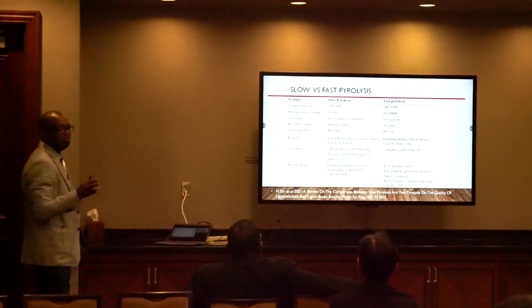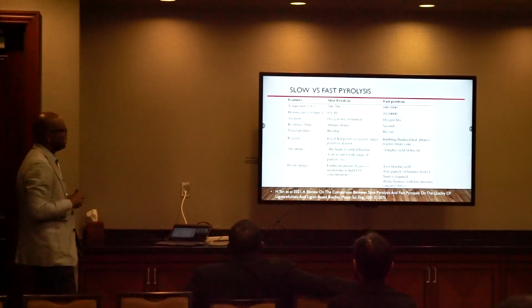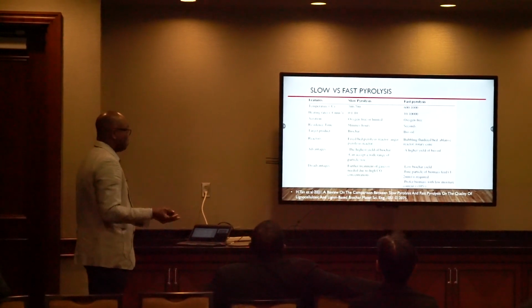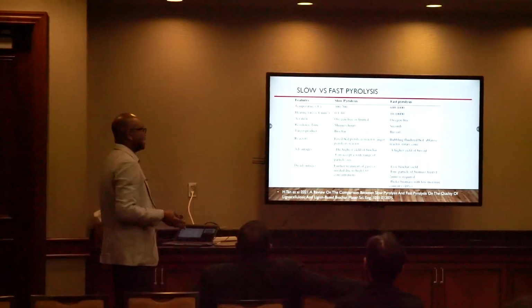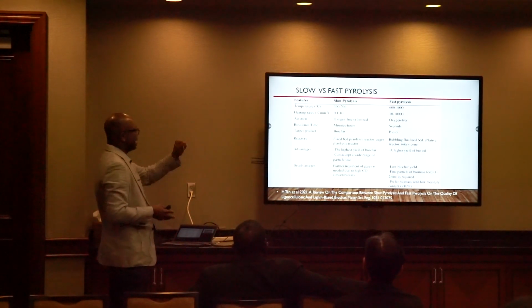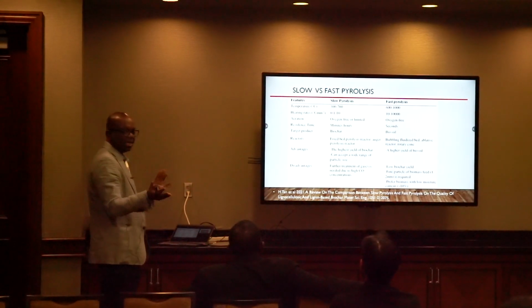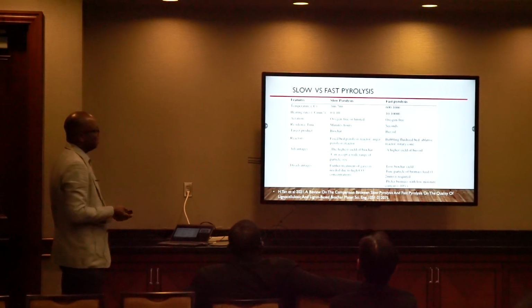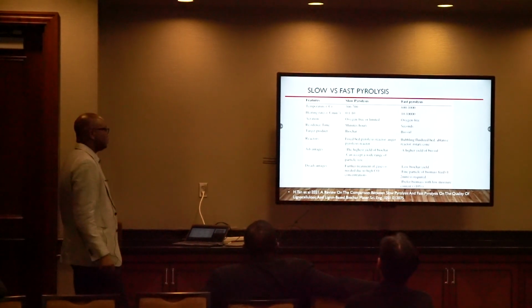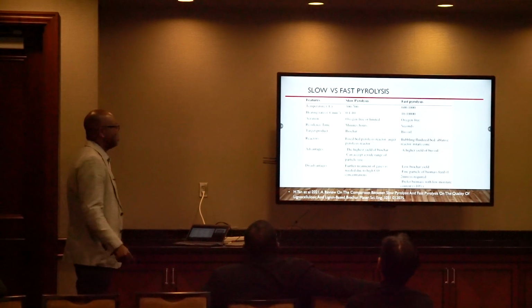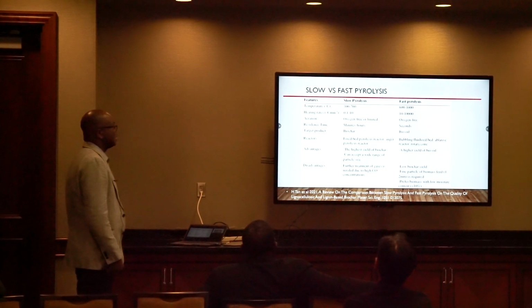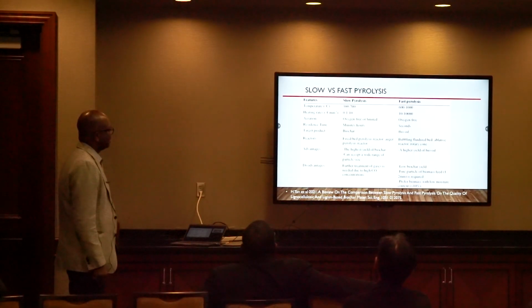Okay, so there are 2 main pyrolysis processes that are used to make biochar. There's what we call slow pyrolysis, and then there is fast pyrolysis. Slow pyrolysis basically is temperature dependent, so you are talking about temperatures between 300 and 700 degrees Celsius. And then when you go into fast pyrolysis, you are looking at temperatures in excess of 600 degrees Celsius, even to the thousands.